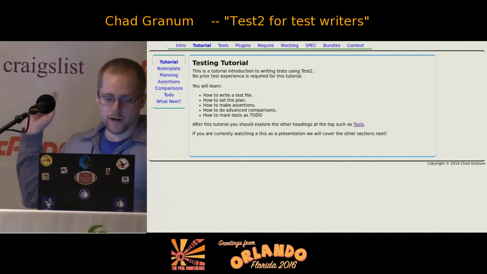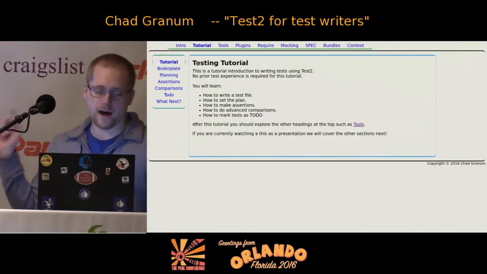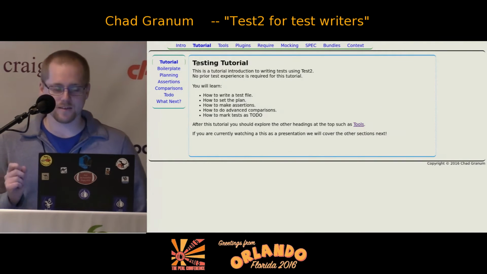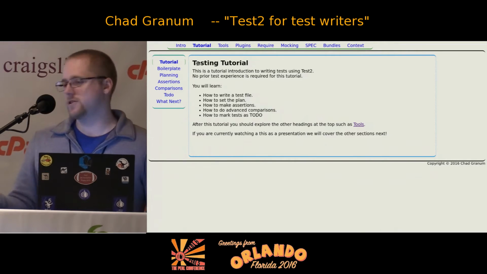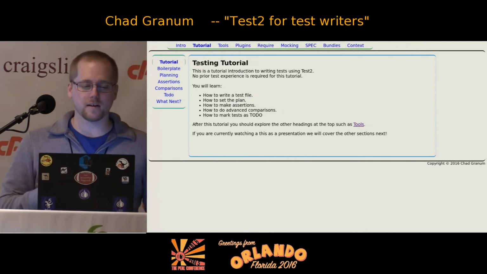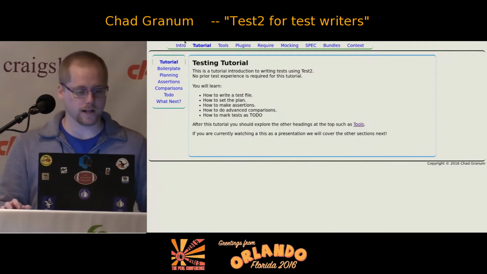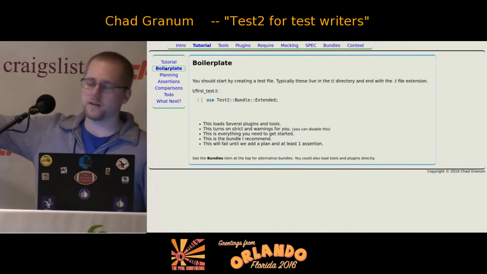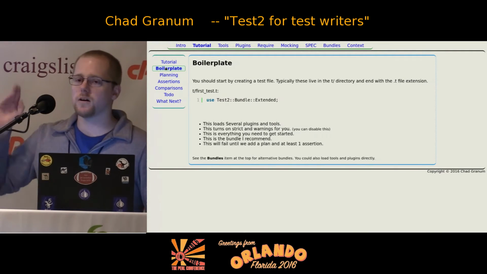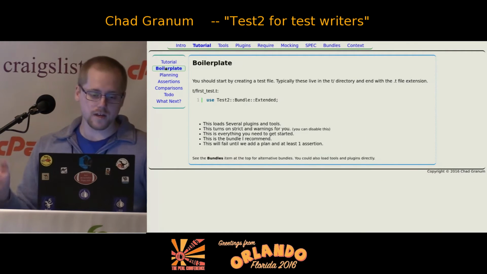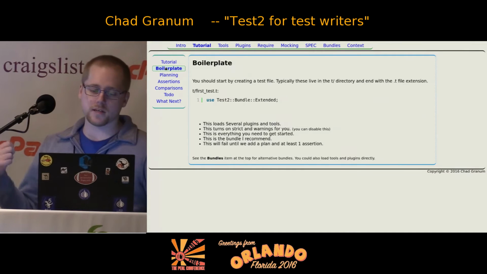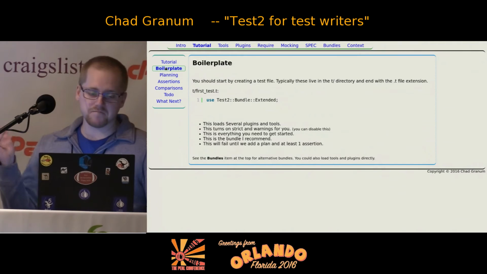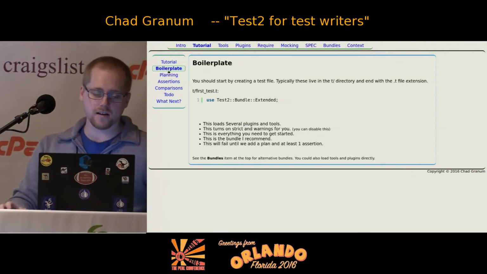So with this tutorial, you'll learn how to write a test file, how to set the plan, make assertions, do some advanced comparisons, which I think some of you are going to like here, and then how to do todo. Most of this is going to be beginner stuff, but we're going to move past this pretty quickly. So your boilerplate. I recommend you use Test2::V0. This will load everything I recommend you use. So that's several plugins, several tools. It'll turn on strict and warnings for you, though you can ask it not to.